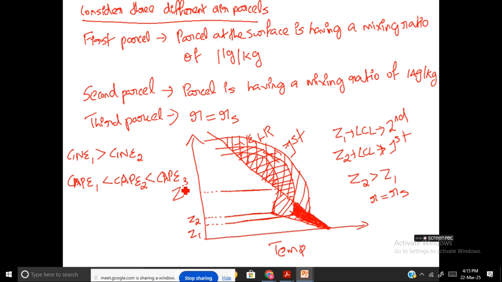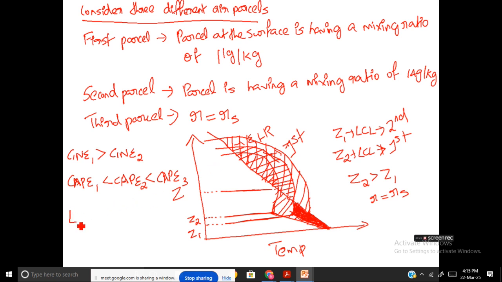So CAPE 3 is the largest, and it doesn't have a corresponding CIN area, and CAPE 2 is coming in between. CAPE 1 is having the lowest area, and CIN 1 is having the highest area. So the formation of thunderstorm is more probable in the third case, second comes the second parcel, and least probability is for the first parcel.